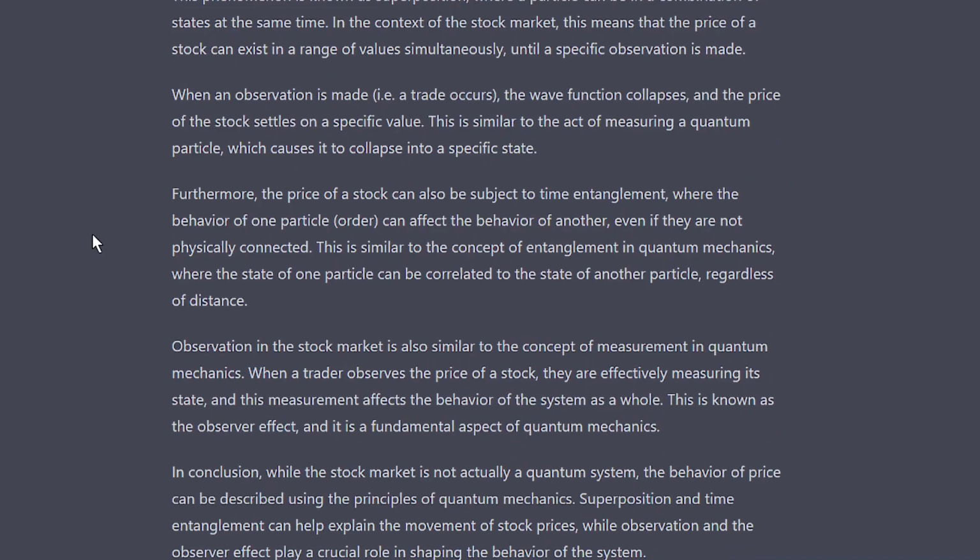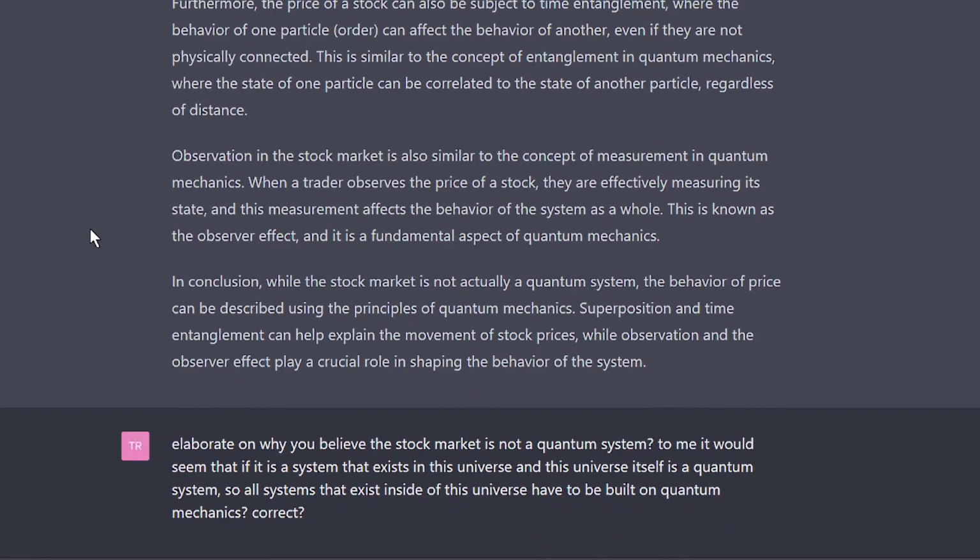Furthermore, the price of a stock can also be subject to time entanglement, where the behavior of one particle, order, can affect the behavior of another, even if they are not physically connected. This is similar to the concept of entanglement in quantum mechanics, where the state of one particle can be correlated to the state of another particle, regardless of distance. Observation in the stock market is also similar to the measurement in quantum mechanics. When a trader observes the price of a stock, they are effectively measuring its state, and this measurement affects the behavior of the system as a whole.